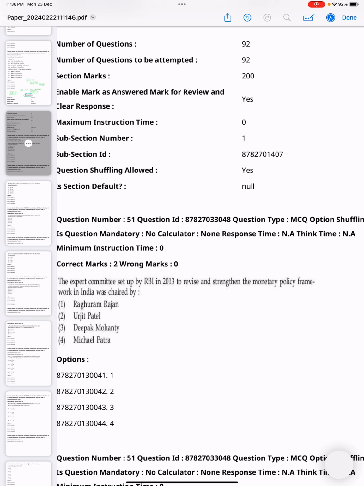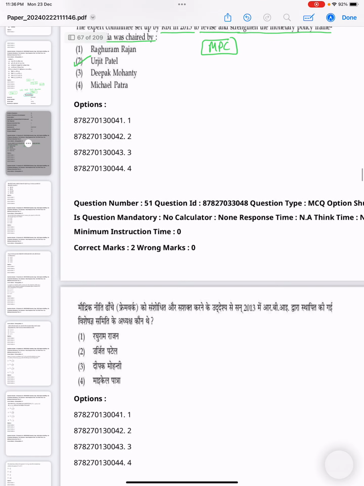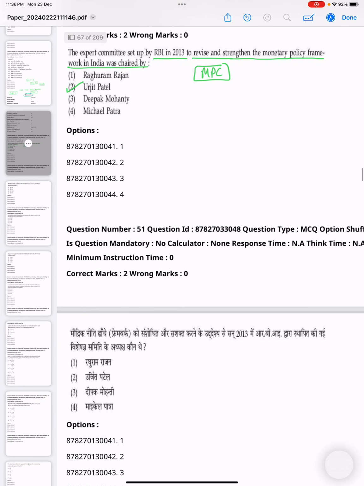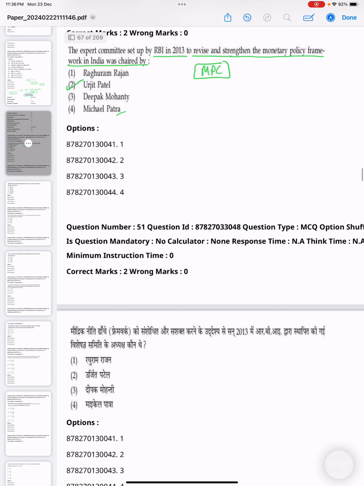The expert committee set up by RBI in 2013 to revise and strengthen the monetary policy framework in India was chaired by. So this led to the formation of the monetary policy committee only, and I hope you would be aware of this. The answer for this is Urjit Patel. Michael Patra was the deputy governor. He is still the deputy governor.